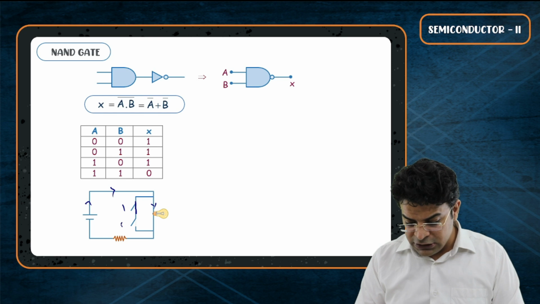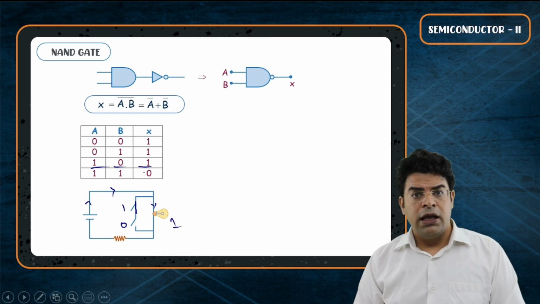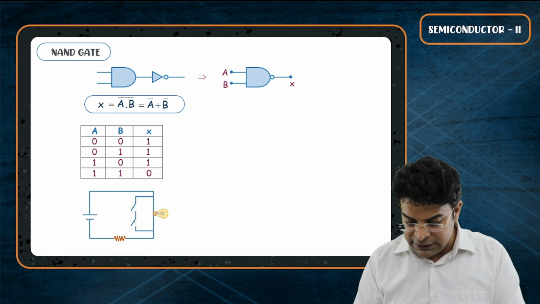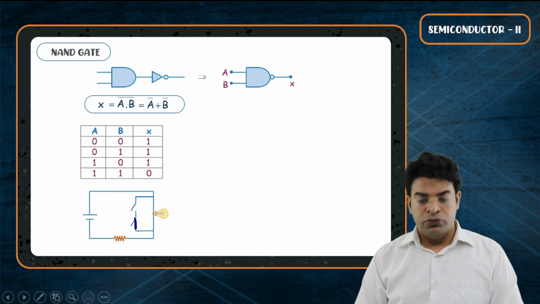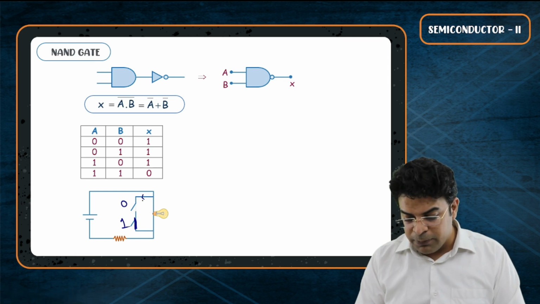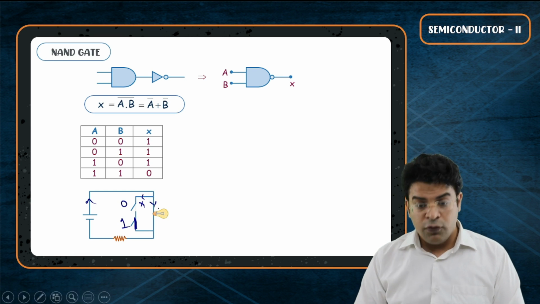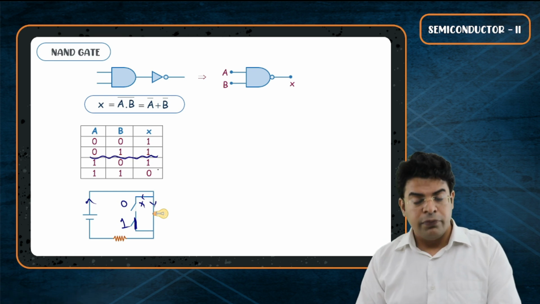So for 1 0 you will get 1. If, let's say, only the second key is closed, so this time you have got 0 and 1. Again, through this alternate path current can't go, so the current will flow through the bulb. So for 0 1 you will get 1.